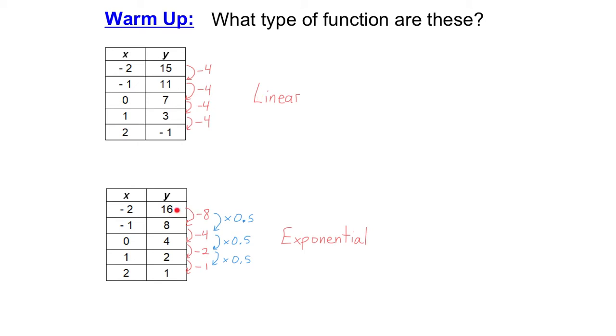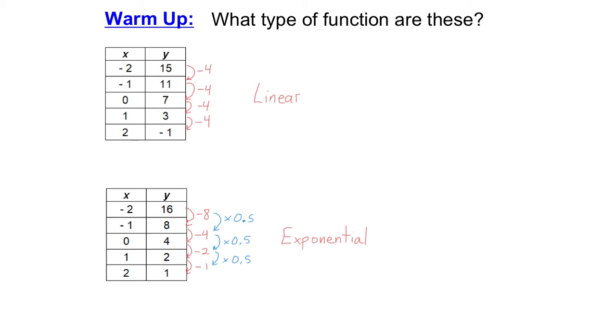If I do the first differences for this function, though, well, I'm going down 8, then down 4, then down 2, then down 1. The first differences are not all the same. I could try the second differences, but they would not all be the same either. So here I'd be going up 4, up 2, up 1. They're not the same, so it's not quadratic.